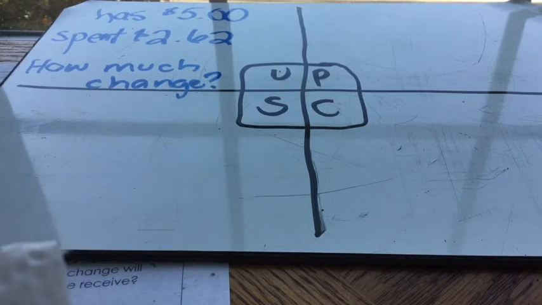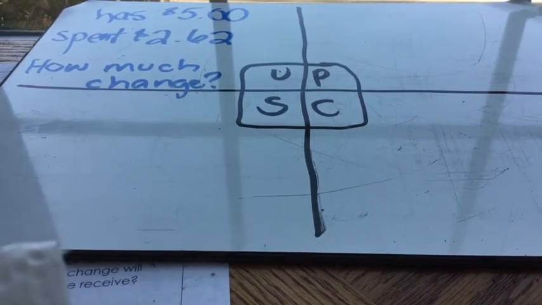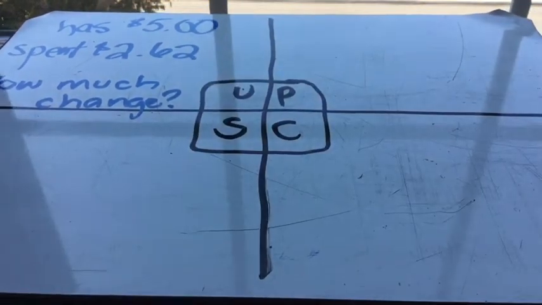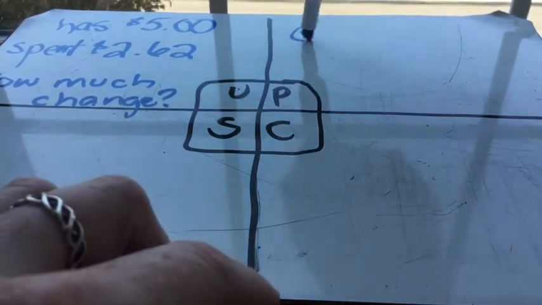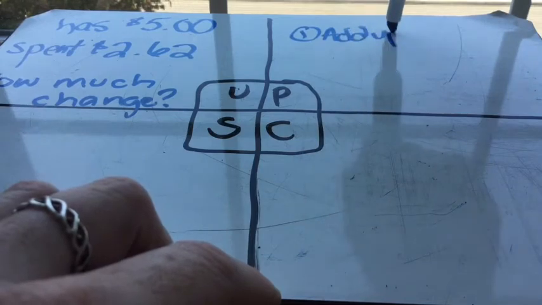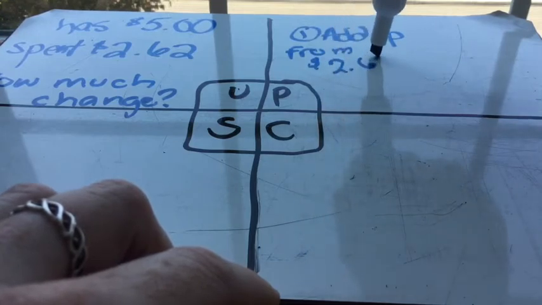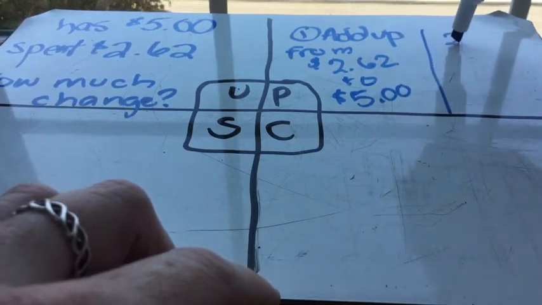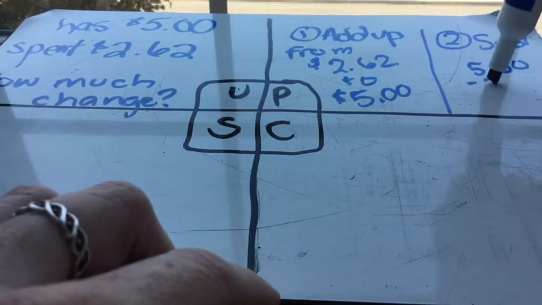Because if it only costs $2.62, she gave the cashier some extra money, and she's going to want that extra money back. So we need to figure out how much extra money did she pay? How much extra money is the cashier giving her back? So depending on your preference, there are 2 different ways you can solve this. You could add up from $2.62 to $5, or you can subtract. So I know most of you prefer the subtraction in this case, but we'll do it both ways so that we can see both ways done.